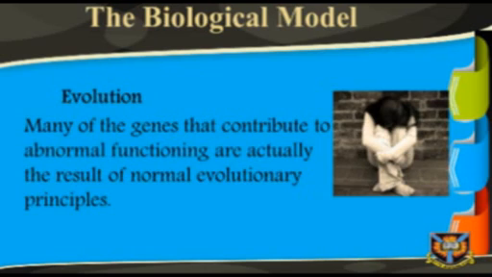Evolution. Many of the genes that contribute to abnormal functioning are actually the result of normal evolutionary principles. Evolutionary theorists argue that we can best understand why people behave the way they do, why certain genes are inherited, by examining their evolutionary history, the millions of years during which the human species evolved from DNA sludge to upright primates.